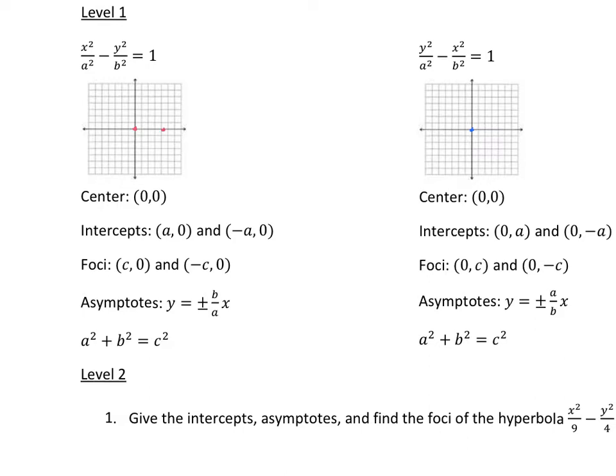So I can pick an a over here, and negative a has to be obviously the same distance on the other side. For the other one, we're going to have a and negative a on the y-axis because that is under the y.